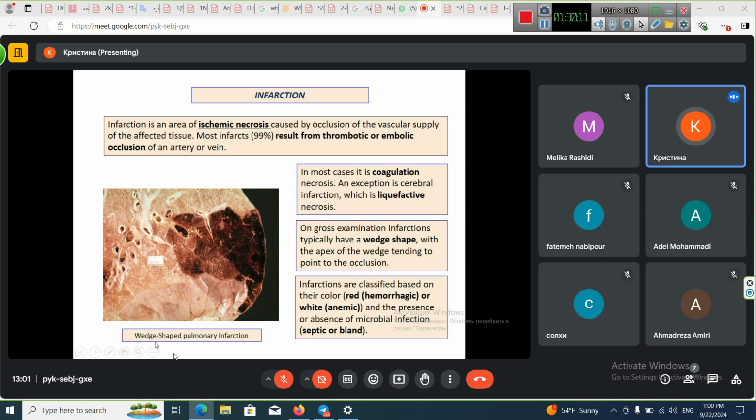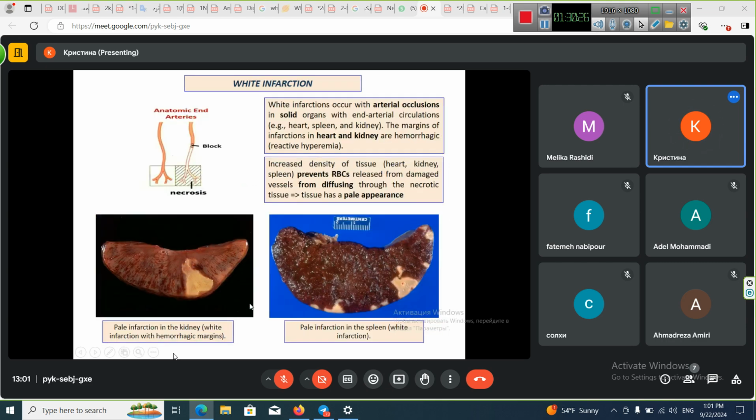Wedge shaped means triangular in shape, like this. This will be the top of this triangular shaped area, and the base is here.